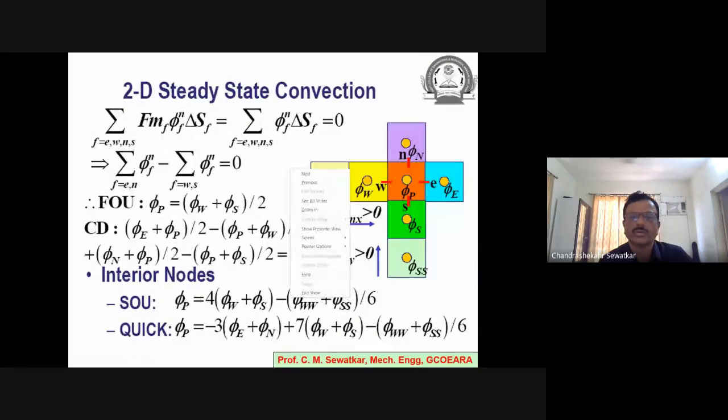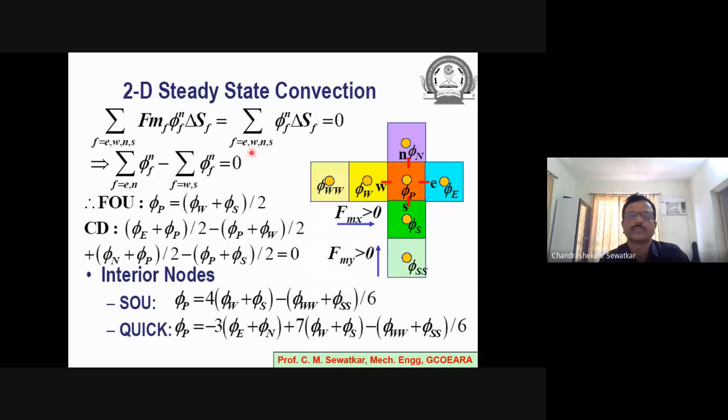So if it is a 2D steady state, pure convection equation, my summation over F of m_F phi_F delta S_F, this is my total convection, will be equal to the summation over east, west, north, south faces of phi_F delta_F equal to 0. What is done here?